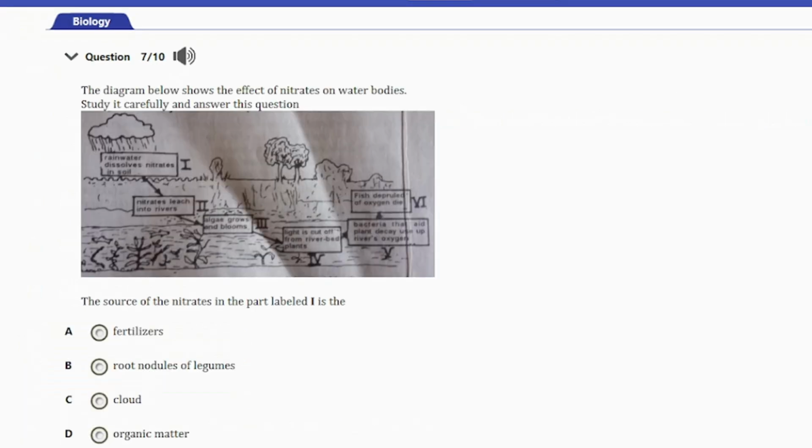Let's consider the next question, question number 7 here. We also have this same diagram, and the question says the source of the nitrates in the part labeled I is the: A. Fertilizers, B. Root nodules of legumes, C. Cloud, D. Organic matter. So guys, the answer to this question is option A. It is the fertilizers here, as the sun dissolves the nitrates in the soil, which is actually from the fertilizers. So that's it for that question.